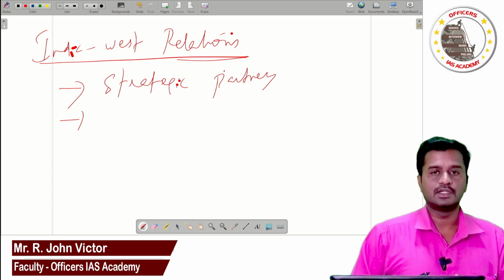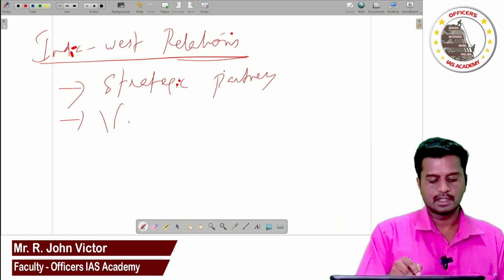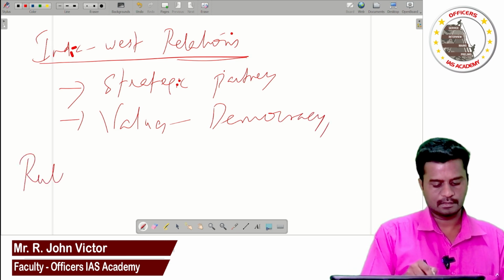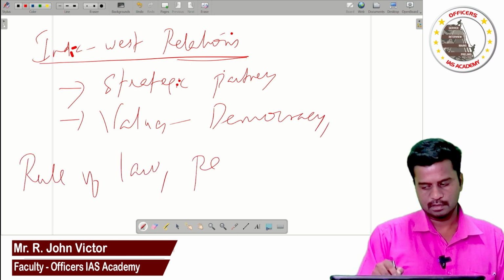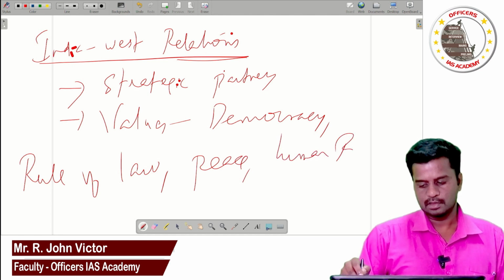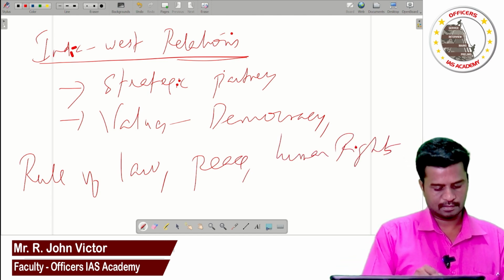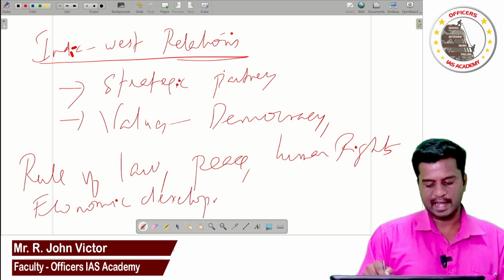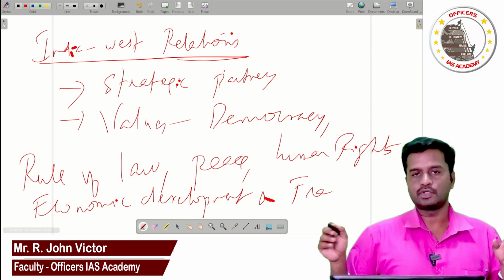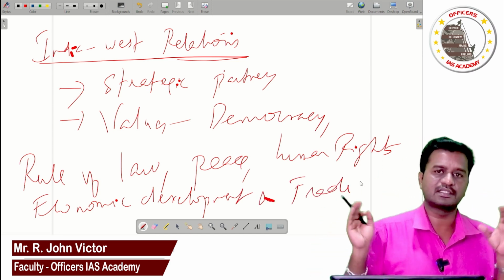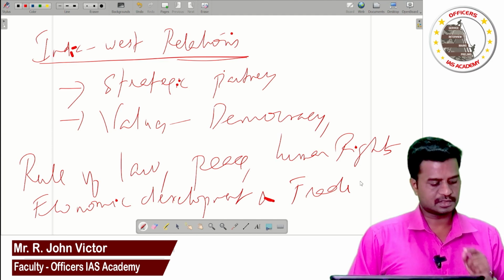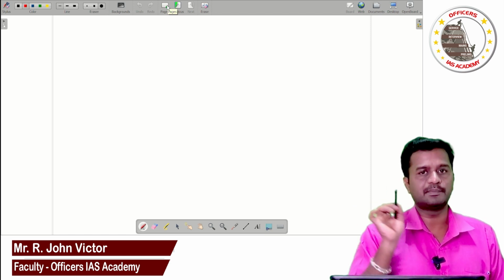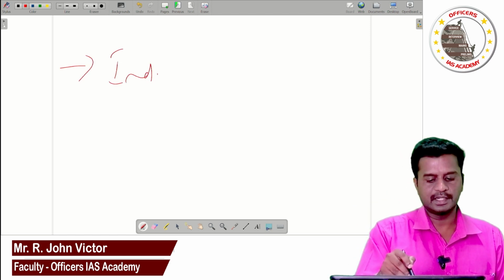Now there are values which bring India and the West together. The important values are democracy, rule of law, peace, human rights, economic development, and trade. Right? So ensure that you are giving an answer that addresses all the important dimensions. Then the India-West relationship as an important pillar. The important pillar is India-US relationship.